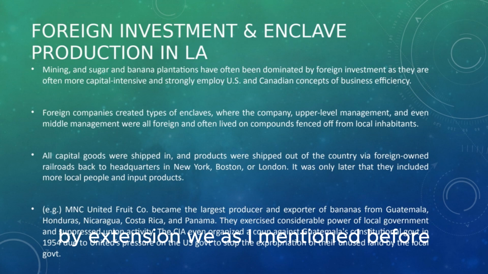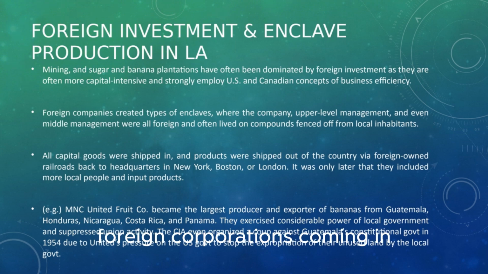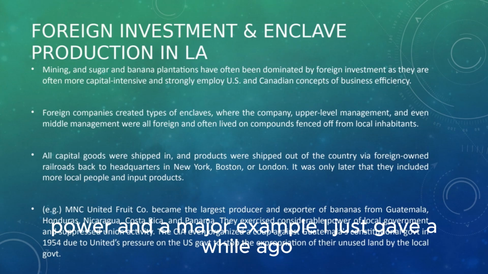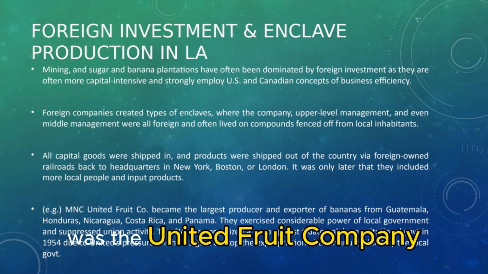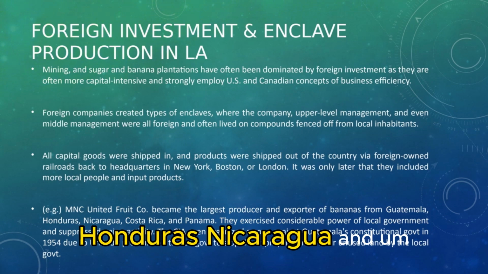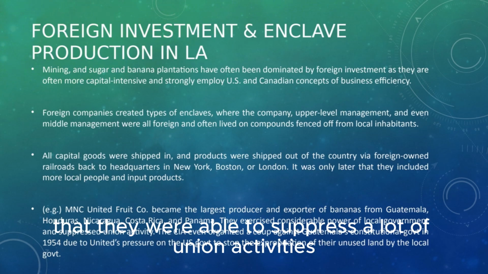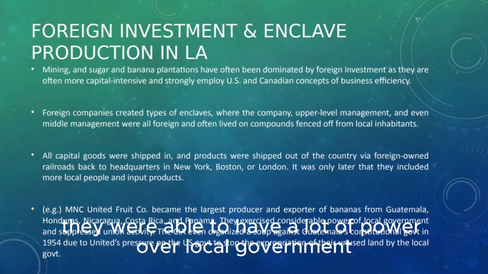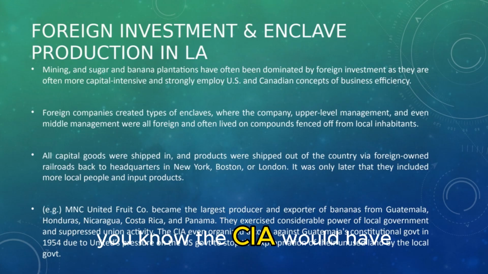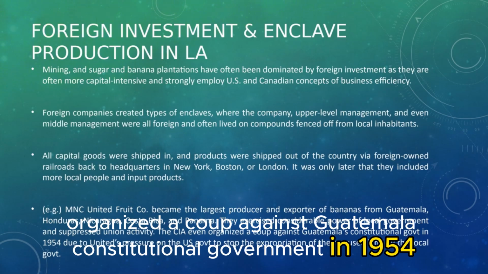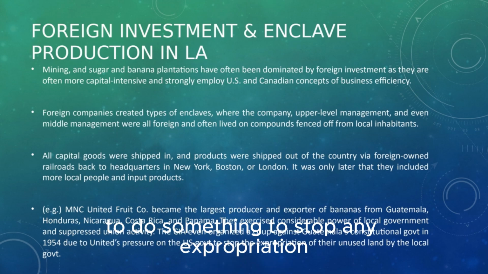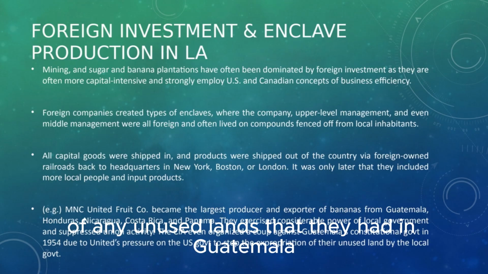By extension, as I mentioned before, you did see foreign corporations coming in, exercising enormous economic and political power. A major example I gave a while ago was the United Fruit Company, right? That was the largest producer and exporter of bananas in Guatemala, Honduras, Nicaragua, Costa Rica, and Panama. They were able to suppress a lot of union activities. They had a lot of power over local government, and they had US backing in how they had this influence over these economies. So the CIA, for example, organized a coup against the Guatemalan constitutional government in 1954 because of the United Fruit Company's pressure on the US government to do something to stop any expropriation of the unused lands they had in Guatemala.